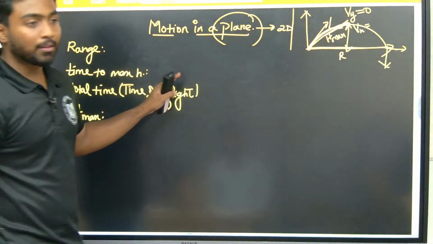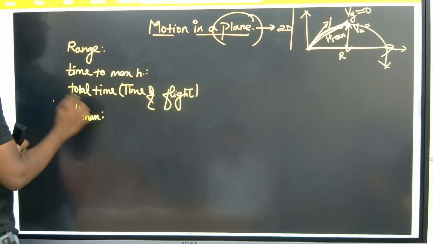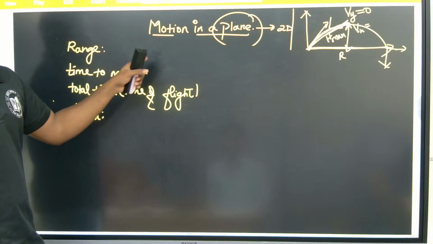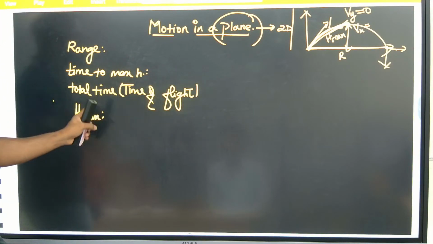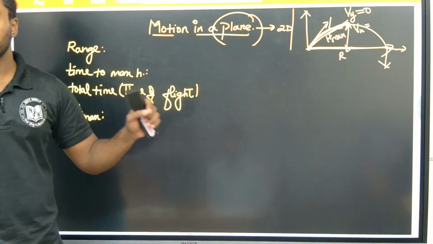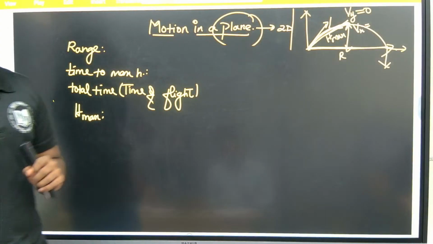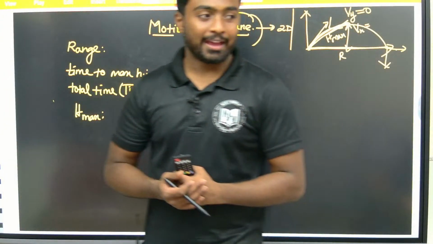So what are the formulas? For the first one, u square sin 2 theta by g. For the second one, u sin theta by g. Time of flight is 2u sin theta by g. H max is u square sin square theta by 2g. Now equation of trajectory, in the sense in terms of both x and y axis, we will take.